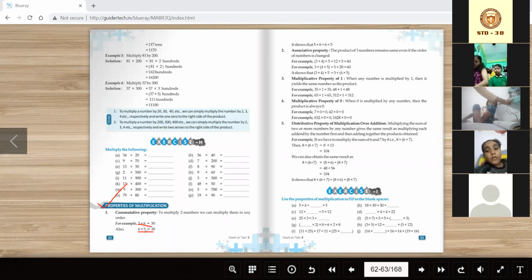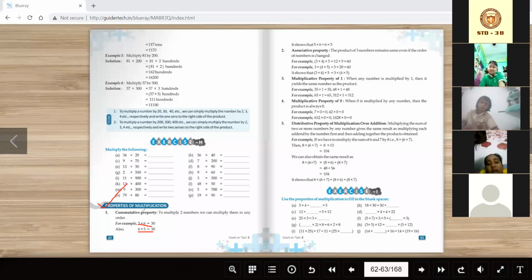The choice is ours, but this is the property of multiplication, and this property is known as the commutative property. That means the arrangement is not mandatory for the sum. So we can see that 5 into 6 equal to 6 into 5.